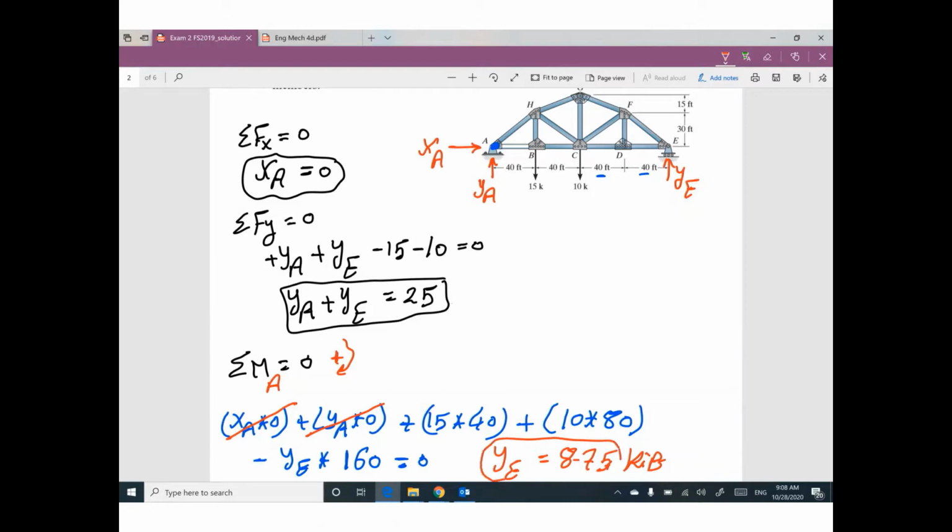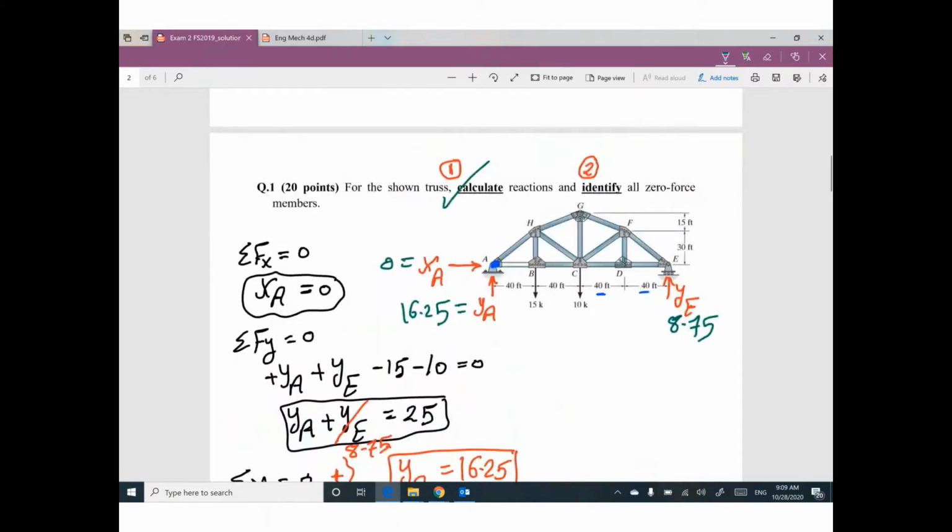I can go back to this equilibrium equation and put YE equal 8.75. So the only unknown here will be YA. It will be 16.25. So the final conclusion, XA is 0, YA 16.25, YE 8.75. I am done with the first part of this question.